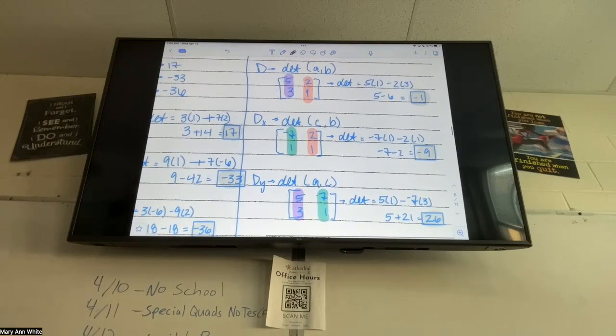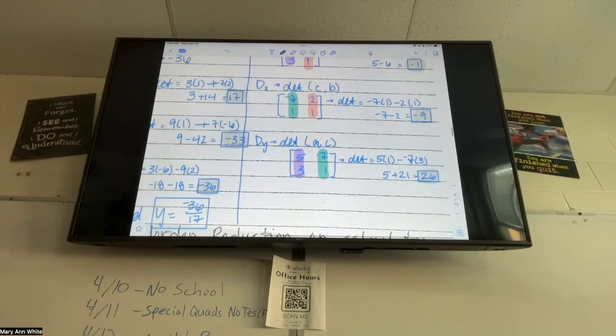All right, I've got my D, I've got my DX, I've got my DY on the board. Once you have those, go ahead and find your X and Y, where you do DX divided by D and then DY divided by D. I got X equals 9 and Y equals negative 26. Does that look good to you guys?